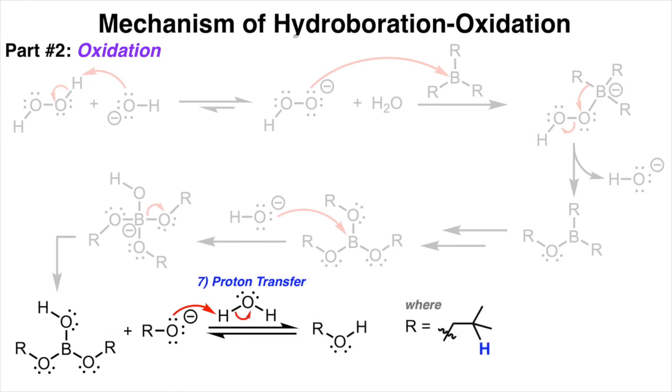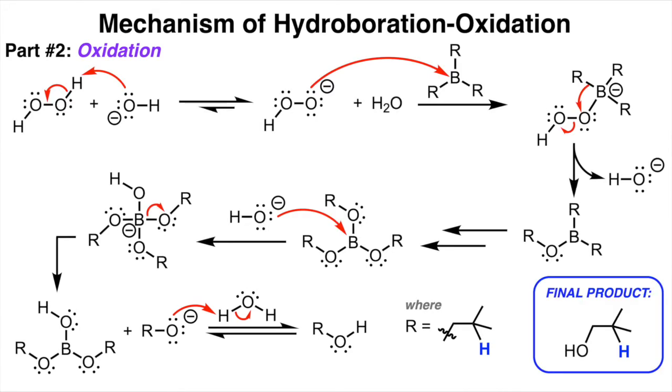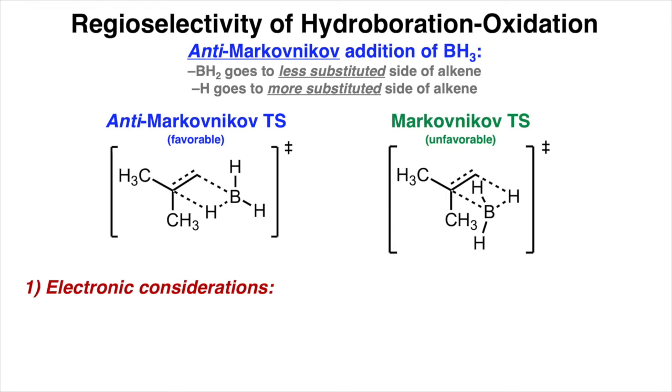Now, if we included the rest of the R group, this would be our final product, starting from an alkene and ending with an alcohol group at the less substituted side of the alkene. So this reaction follows anti-Markovnikov addition of BH3, where BH2 goes to the less substituted side of the alkene, while the hydrogen goes to the more substituted side. But why does this occur? There are two reasons that can help explain this preference, which are electronic and steric considerations.